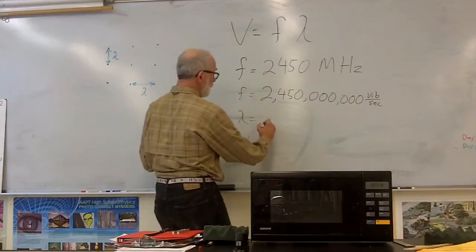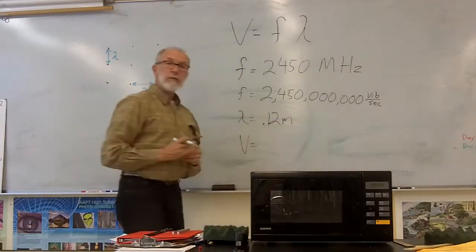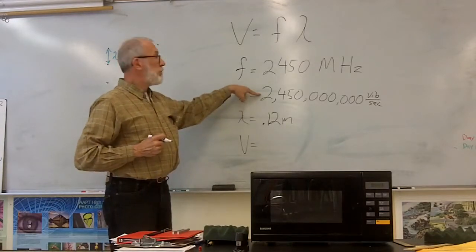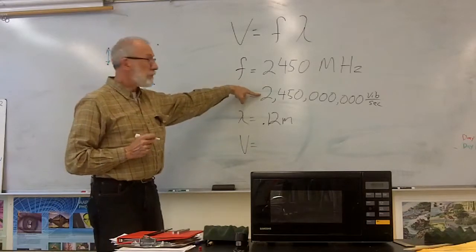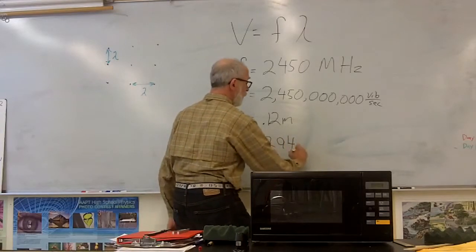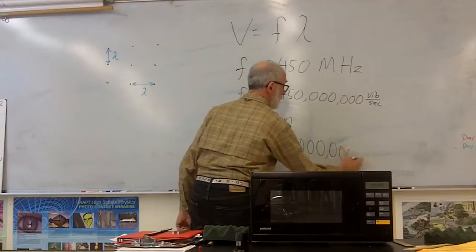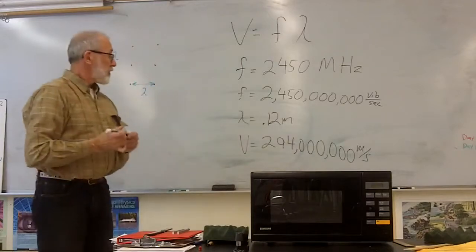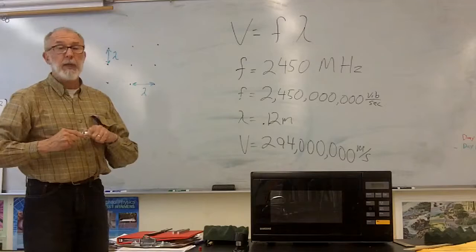And if you put in a wavelength of 12 centimeters or 0.12 meters, and you multiply 0.12 meters times 2,450,000,000 vibrations per second, you end up with 294 million meters per second. Somewhere on the order of 150 million miles an hour.